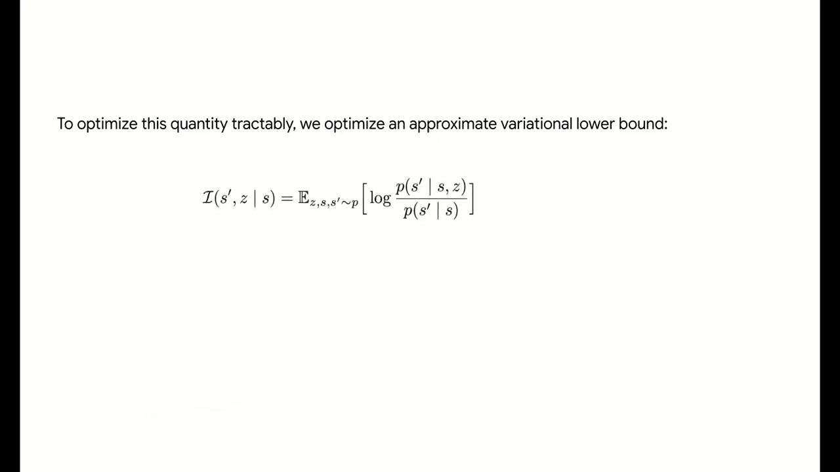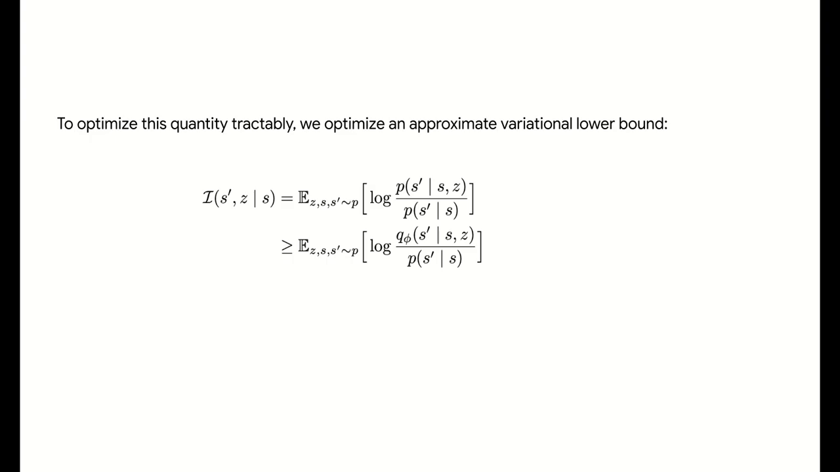By definition of mutual information, we get the following equation. Here, the expectation is taken with respect to samples from the stationary state distribution, which in practice just amounts to generating a batch of episodes from the current policy. Now, unfortunately, both the quantities in the numerator and denominator are intractable. We can use a variational lower bound to replace the intractable distribution in the numerator with a variational distribution Q phi of S prime given S comma Z, where phi denotes the parameters of the neural net.